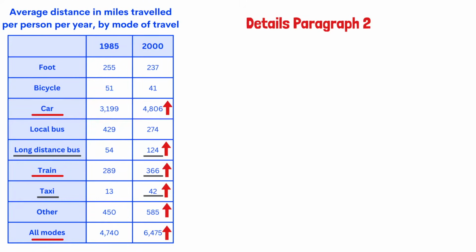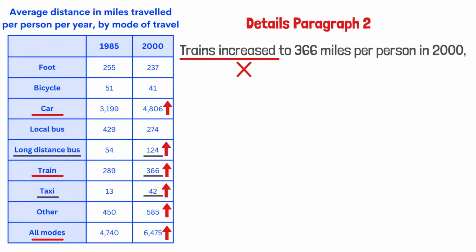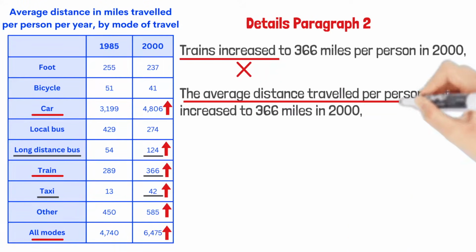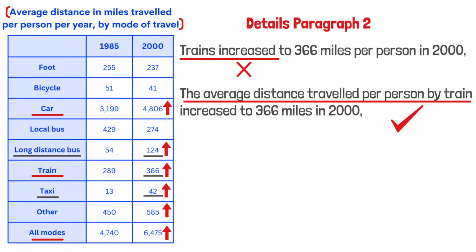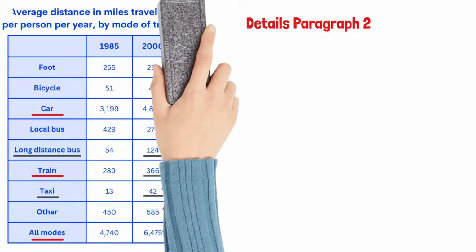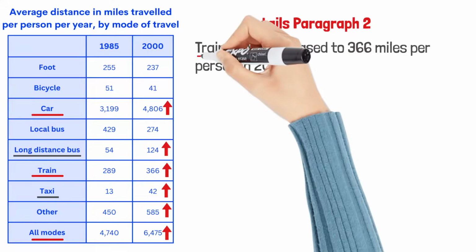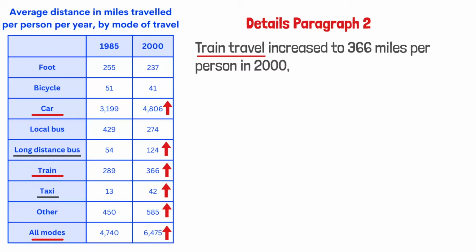We need to get the subject correct. What increased? Trains can't increase. It is the average distance traveled per person by train that increased. This is good. There's nothing wrong with using the original wording, especially when you don't know how to paraphrase. With that said, there is a more concise way to say it. We could simply say that train travel increased.